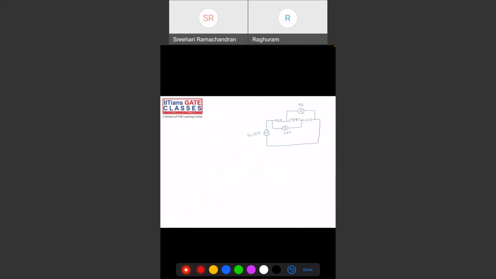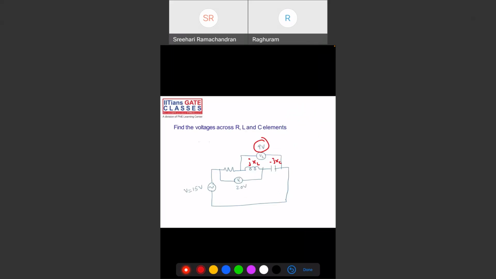Okay, anyhow, I think I missed the values. I'll check it. VR is equal to the square root of 15 square minus 9 square. Yes, this is how you should do it. Correct. 15 square minus 9 square, square root is 12, right? 9, 12 and 15. VR is 12.